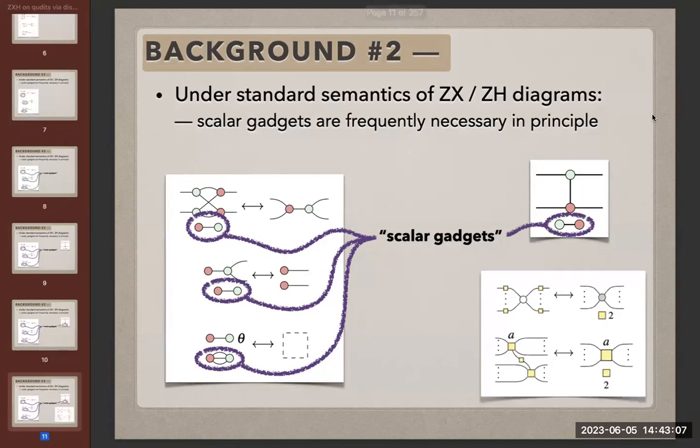And then, it's no different for ZH diagrams. One nice feature of ZH is that you can denote scalar diagrams much more transparently. So these isolated degree zero boxes, parameterized by 2, represent precisely the scalar 2, which I would describe as a very good feature of ZH generally. But for rewrites such as a bialgebra law or a fusion law of H boxes, it's unfortunate that non-trivial scalar gadgets arise. But it's unavoidable for the standard semantics for ZX and ZH diagrams.